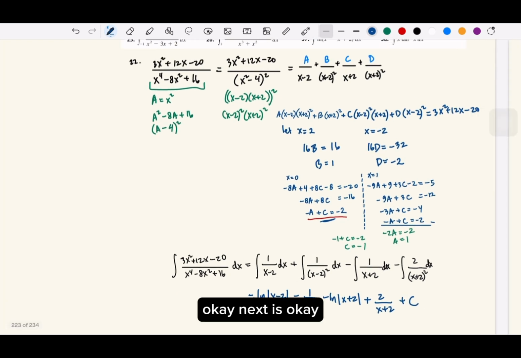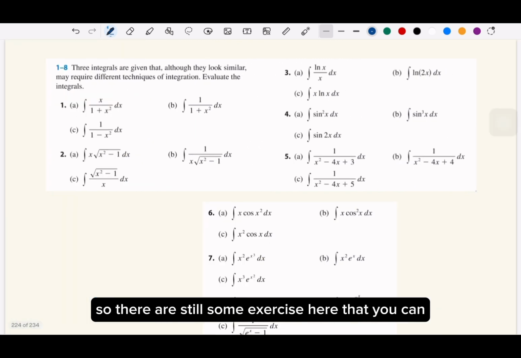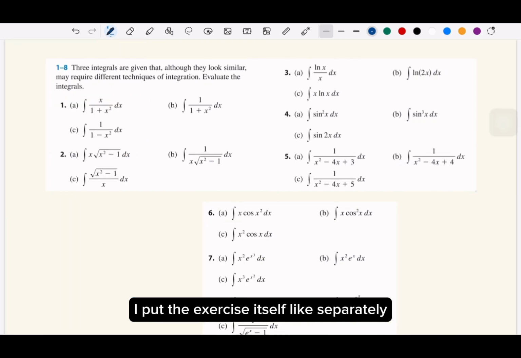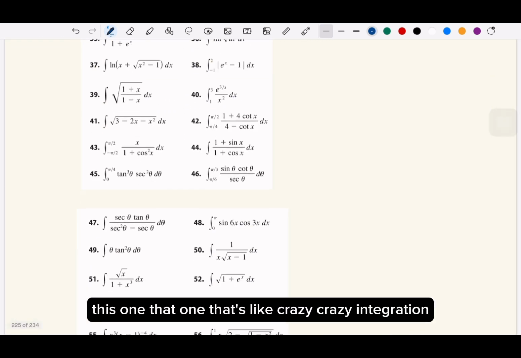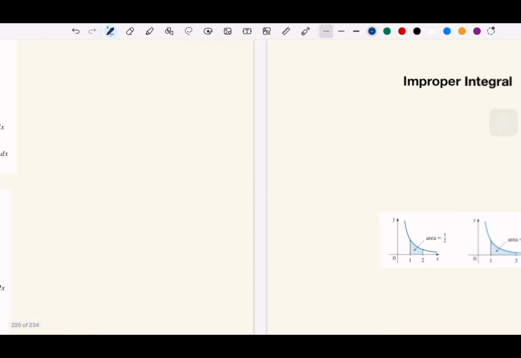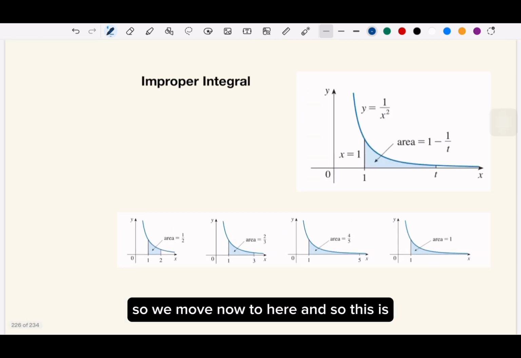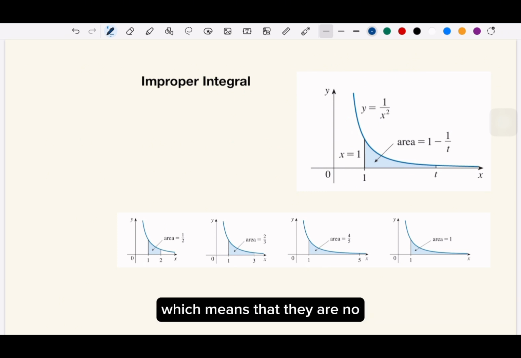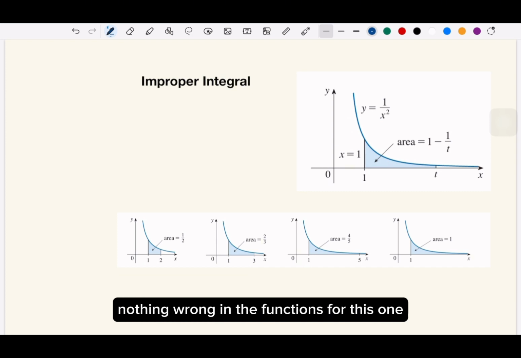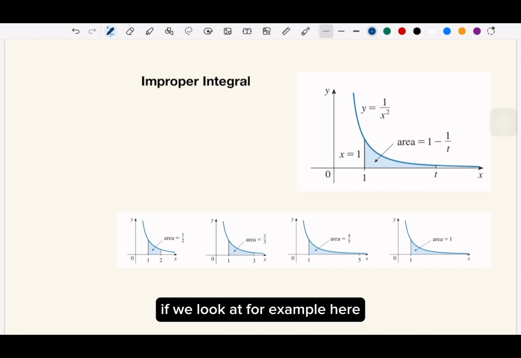Okay, next is, okay, so there are still some exercises here that you can, I put the exercises separately. You can check the Moodle. This one, that's like crazy integration. So we move now to here. Okay, so this is what we call the improper integral. So what we've done so far, generally we call that an integral or the proper one, which means that there is nothing wrong in the equation itself, nothing wrong in the functions. And for this one, if we look at, for example here, we have 1 over x squared.